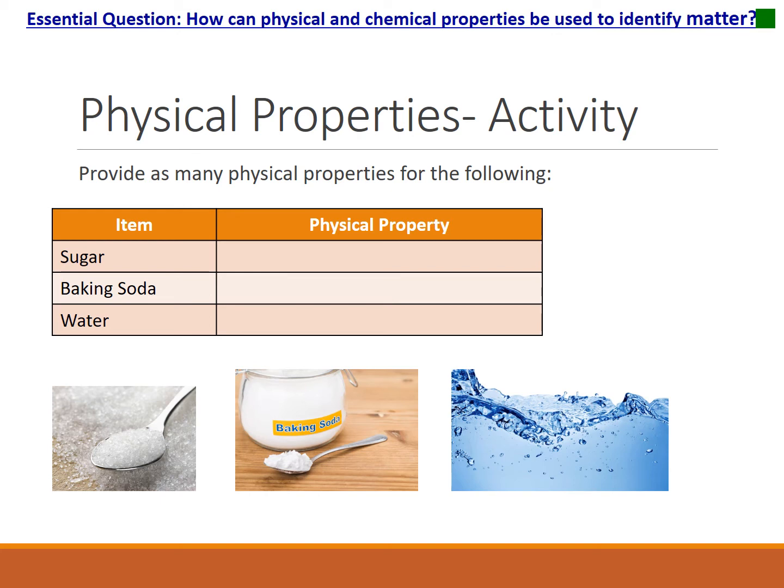Baking soda, same thing. We can say that it's white in color, has a soft powdery texture, and that it's odorless. For water, we could say it's clear, that it's a liquid, and that it's odorless. So those are all examples of how we can identify certain substances by their physical properties.